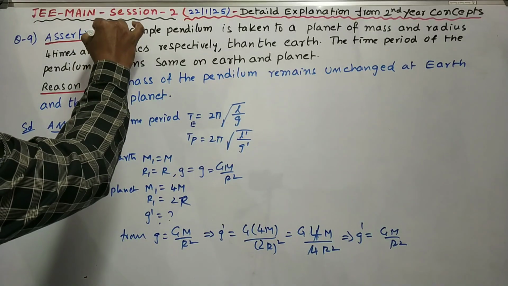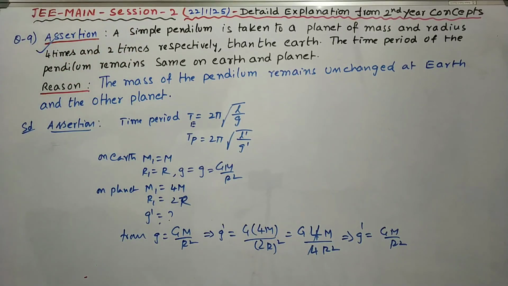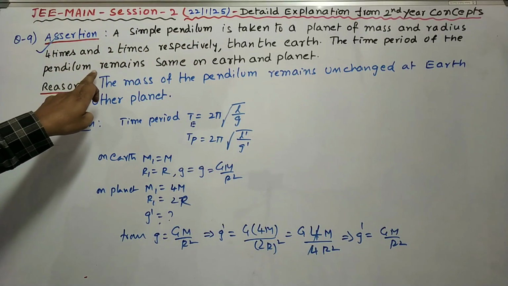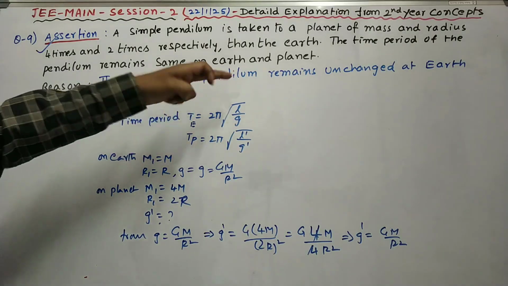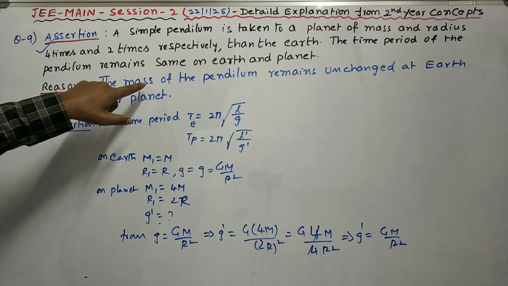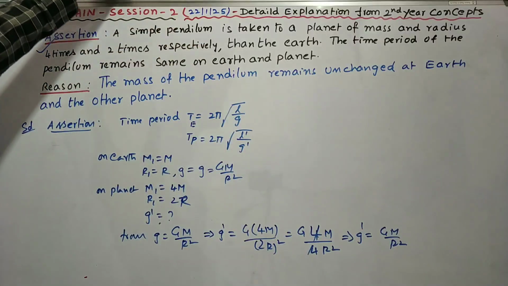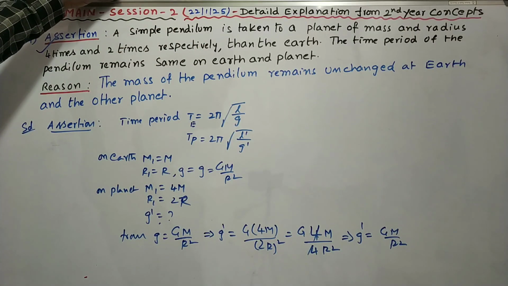So the assertion is correct: the time period of the pendulum remains the same on Earth and on the planet. Next, the reason: the mass of the pendulum remains unchanged on Earth and the other planet.